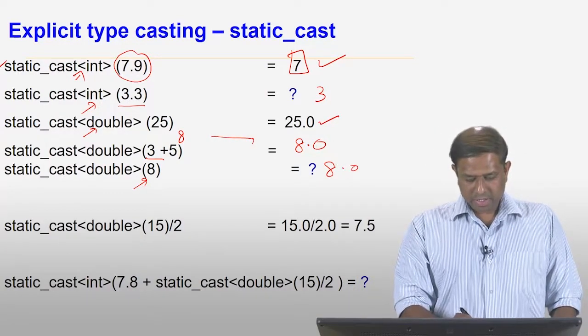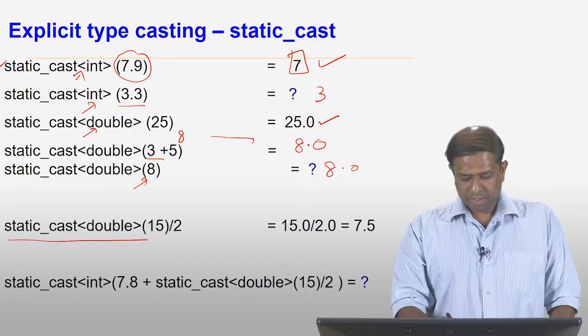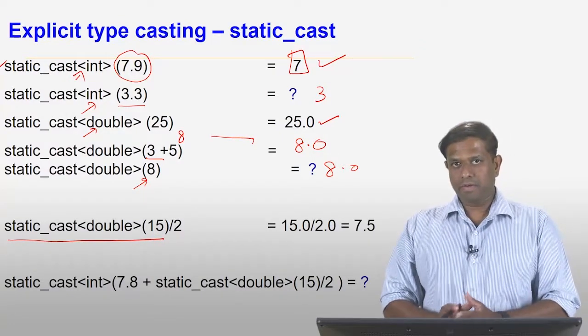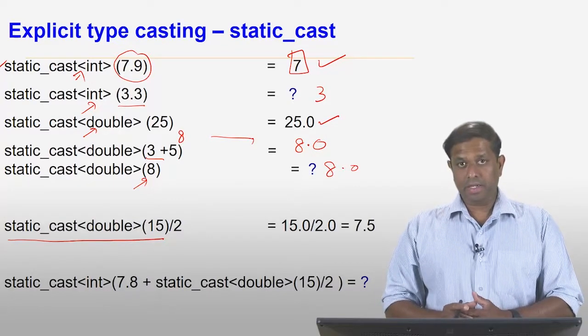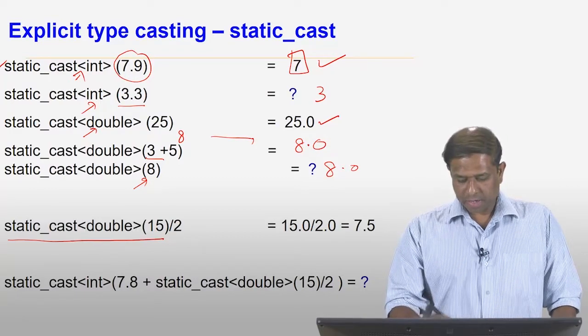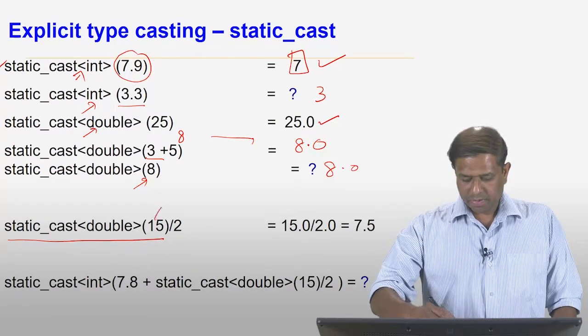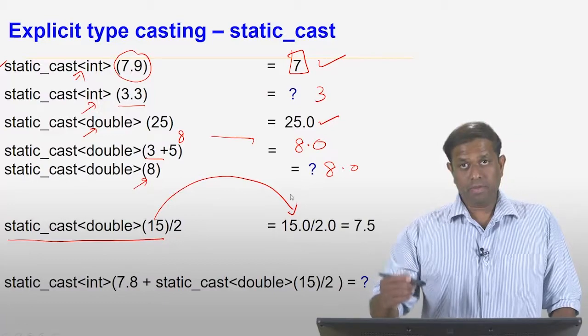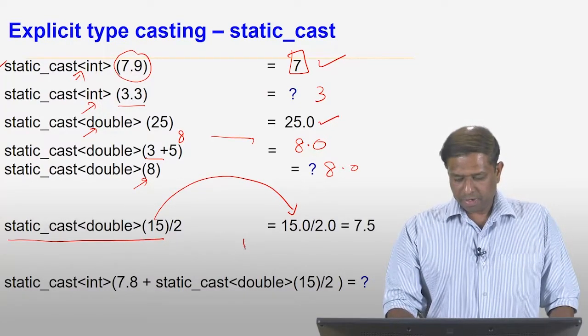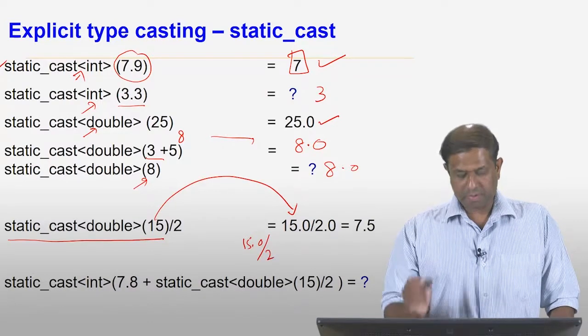So in this case, first we are typecasting 15 into a double value, and then we are dividing that with an integer value, right. When you do this operation, the first thing that happens is that we convert 15 into a double value. So that will be 15.0. Okay. Now we have 15.0 divided by 2.